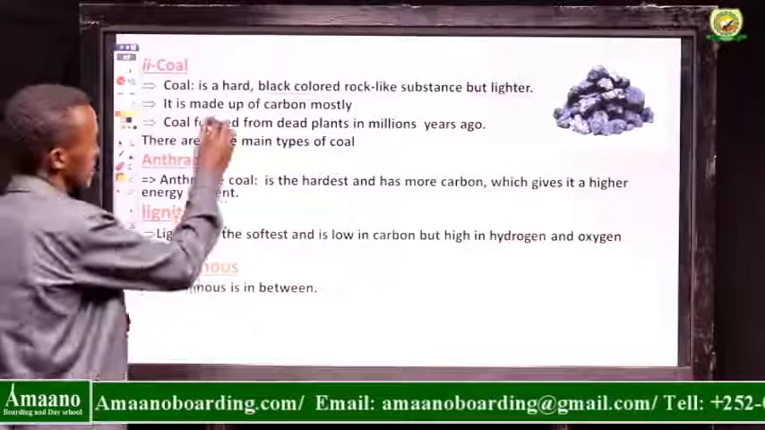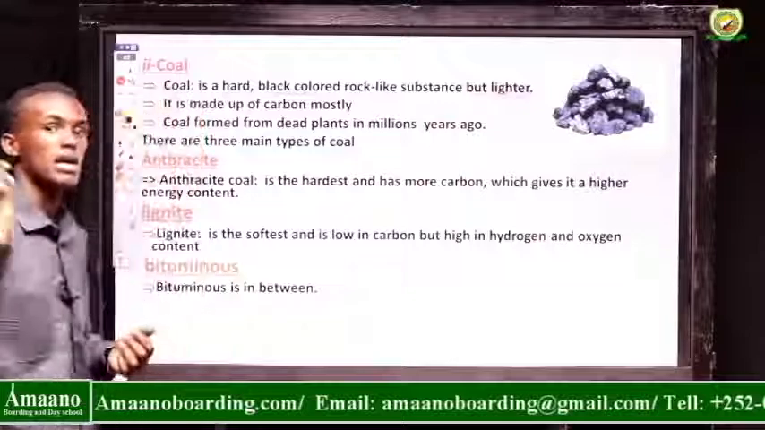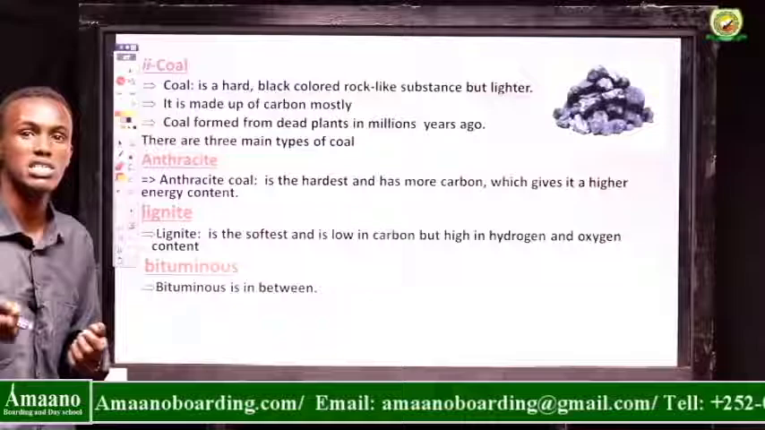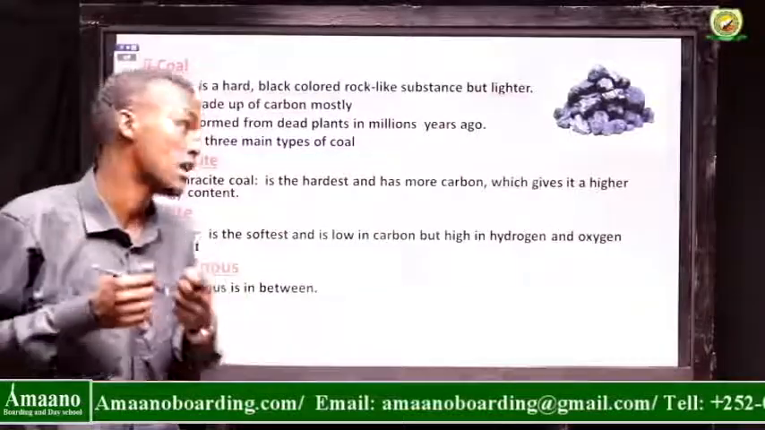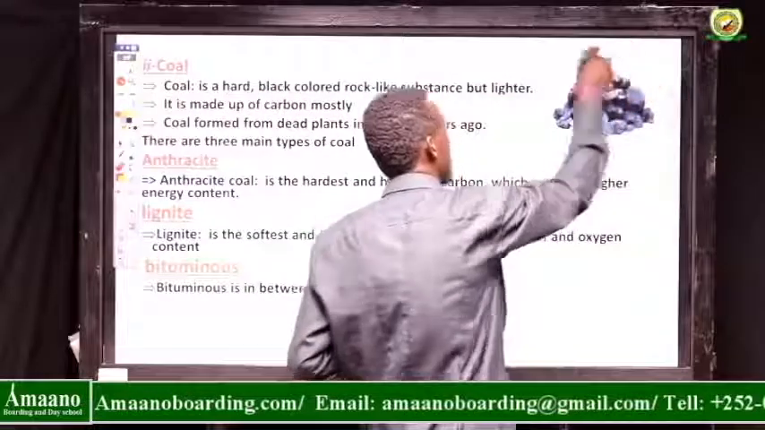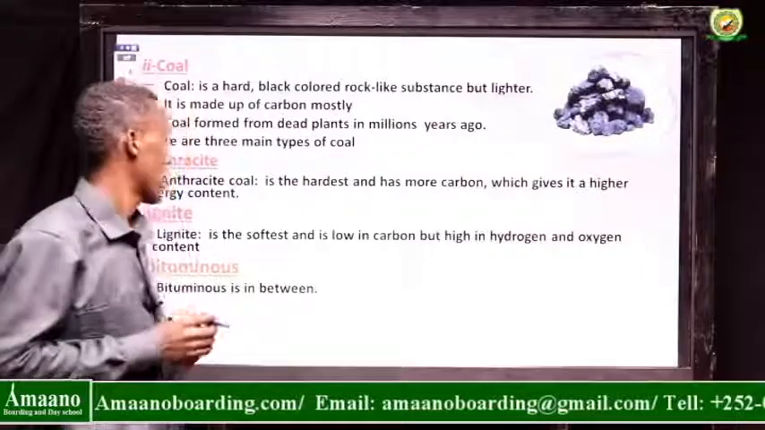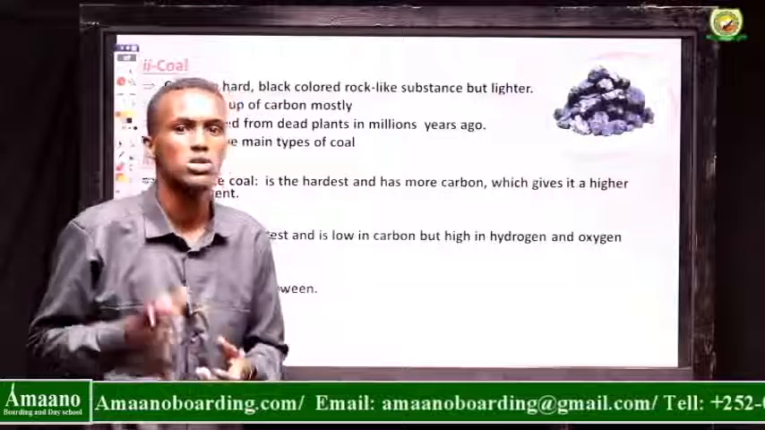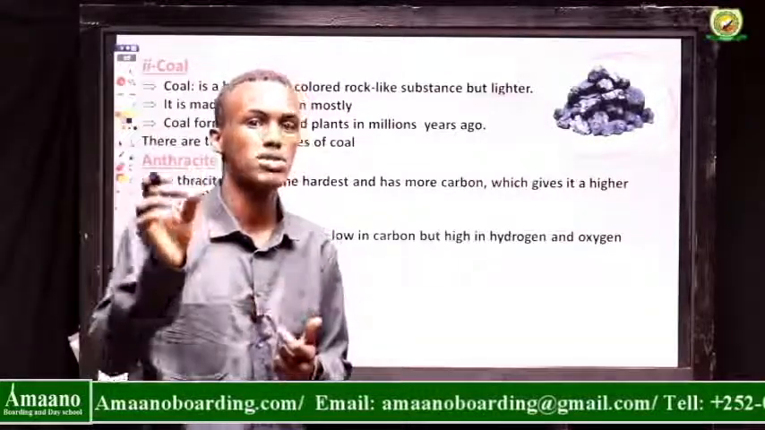Okay, it is made up of mostly carbon. Because of that quantity of carbon, it produces a large amount of heat when burnt. So this is the color of coal. It is a hard black rock-like substance, but it's lighter. Okay, there are three types of coal. The types of coal are lignite, anthracite, and bituminous.